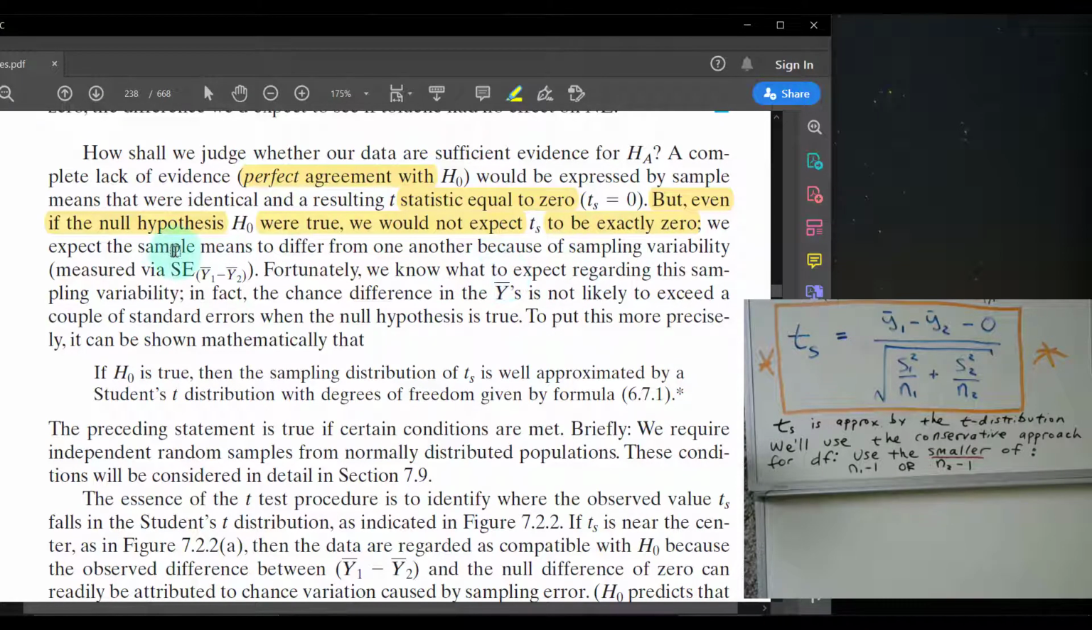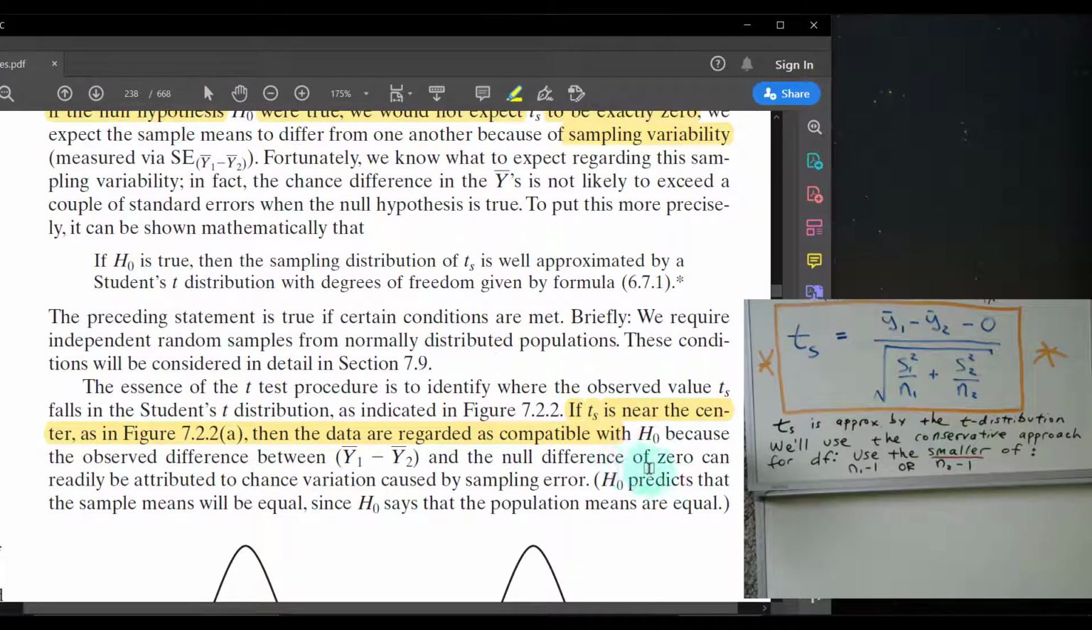We would expect these sample means to differ from one another because of sampling variability. We've demonstrated sampling variability in lab. Test statistics near 0 are going to indicate that your data are compatible with the null hypothesis. Any observed difference can be attributed to chance variation.